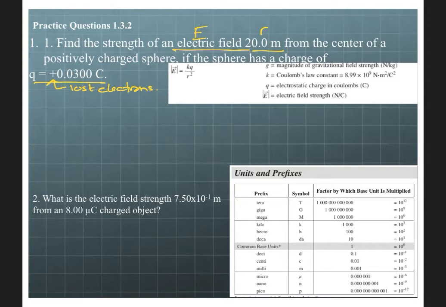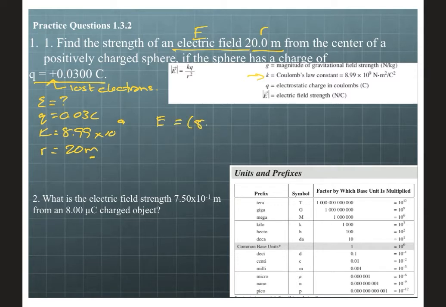So what I'd suggest you do is you list what you need to know. So I know that the question is my electric field. I know that my charge, my Q, is 0.03 coulombs. I know my electrical constant, because it's always here on page 2 in my data booklet. And please make sure, again, you know how to type in that exponent. And then I know my radius, which is 20 meters. Now this question, we're good to go. That is in meters, so we should not have to worry about converting that.